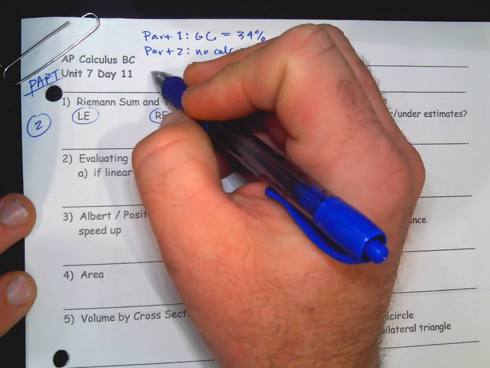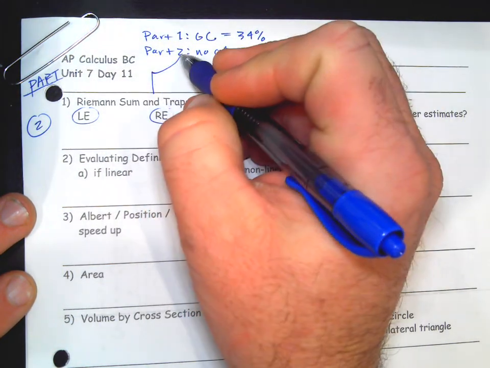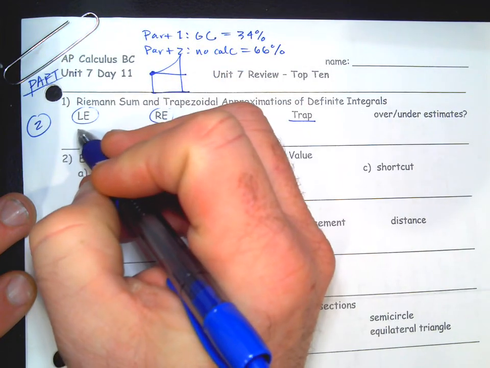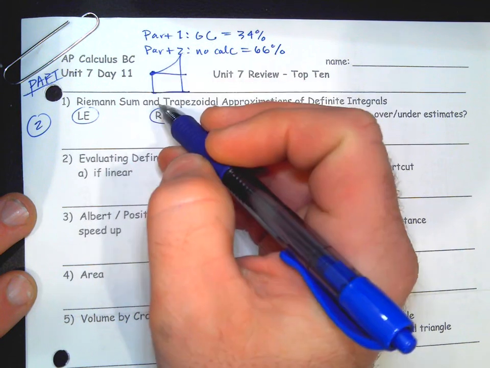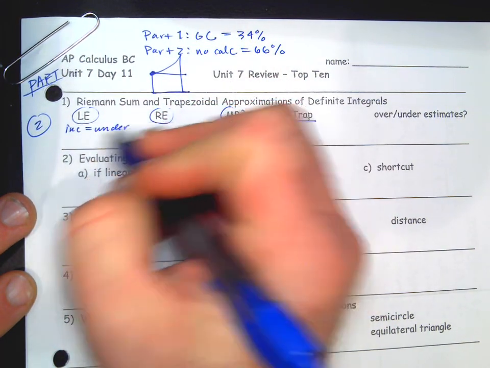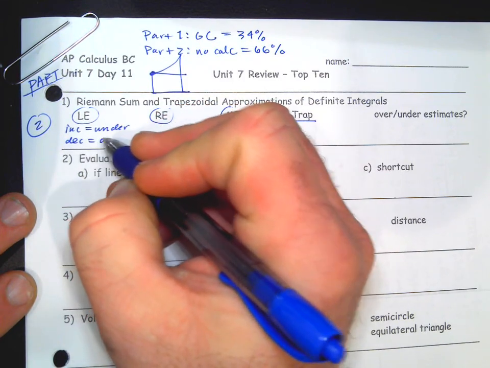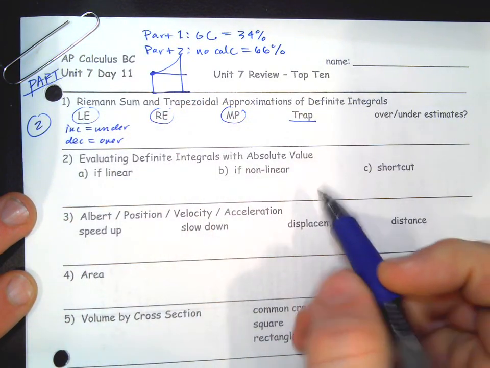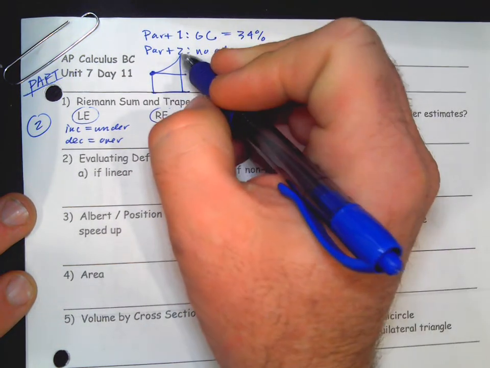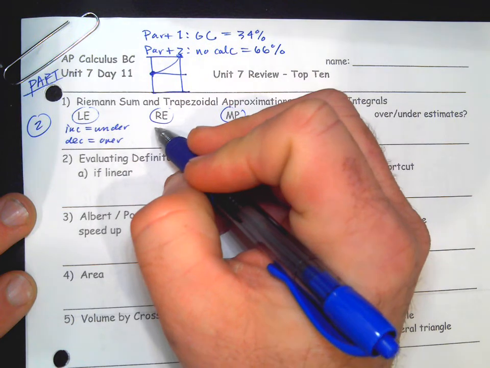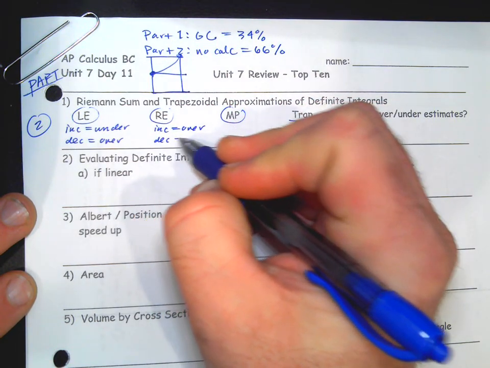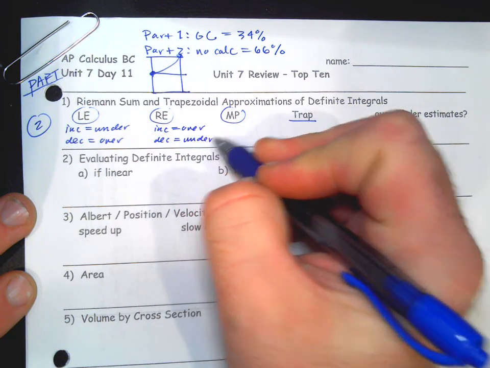If you draw a picture of an increasing function, left-end is going to be an underestimate, no matter if it's concave up or down. So if it's increasing, it's definitely going to be an underestimate. And if it's decreasing, it's going to be an overestimate for left-end. So it has to do with either increasing, decreasing, or concavity. Right-end is going to be an overestimate if it's increasing, and if it's decreasing, it's going to be an underestimate. But you just draw a picture and confirm it.